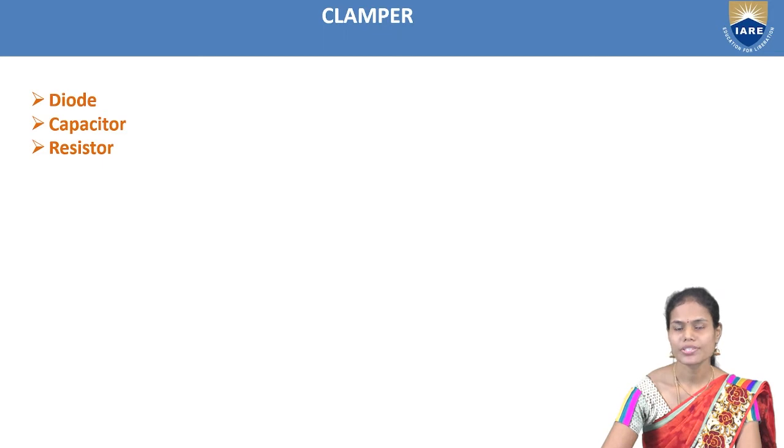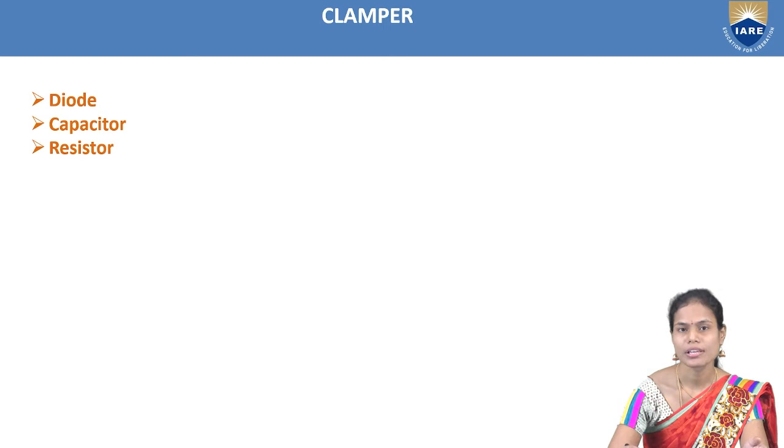In order to construct the clamper circuit, we require a diode, a capacitor as well as a resistor. While performing the clipping operation, we used only the resistor and the diode. Here one more extra element we are adding, that is the capacitor, in order to shift the DC level of the applied input AC signal. For that purpose we include the extra element called the capacitor in the case of the clamper.